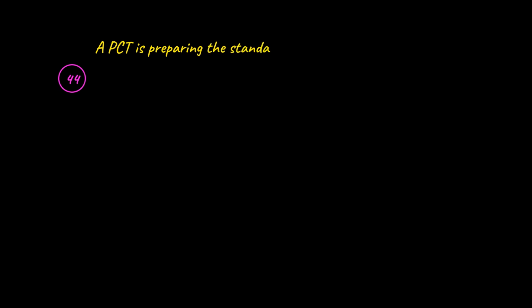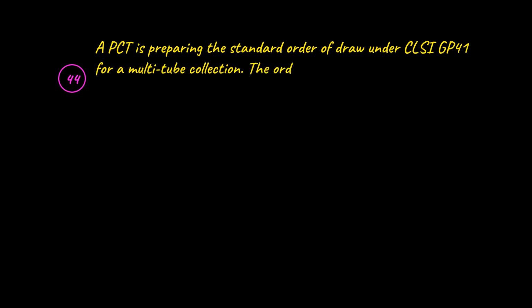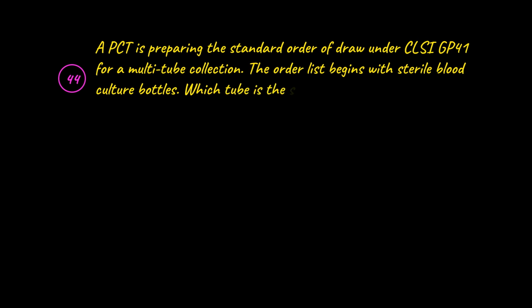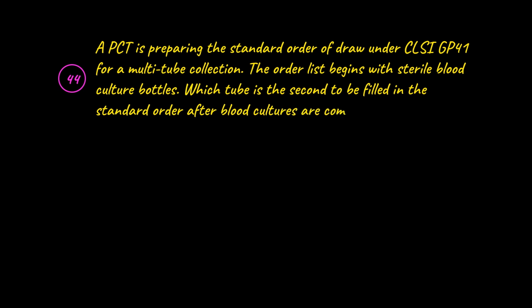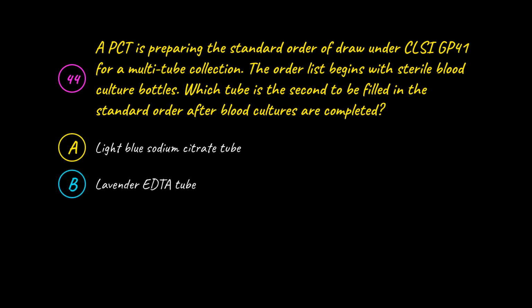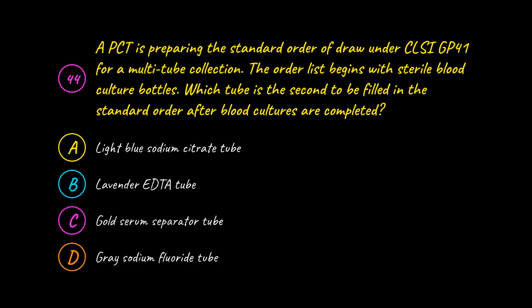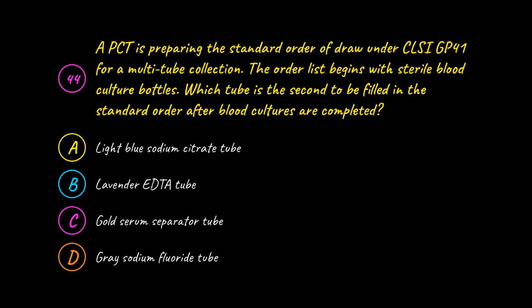Question 4. A PCT is preparing the standard order of draw under CLSI GP41 for a multi-tube collection. The order list begins with sterile blood culture bottles. Which tube is the second to be filled in the standard order after blood cultures are completed? Your options are A. Light blue sodium citrate tube, B. Lavender EDTA tube, C. Gold serum separator tube, D. Grey sodium fluoride tube. What's your answer? Commit to one before I continue.